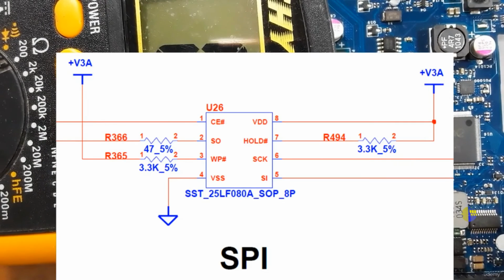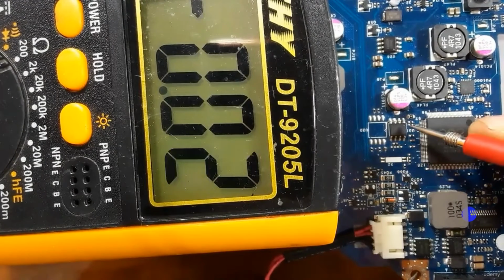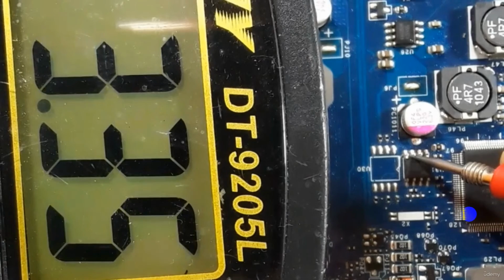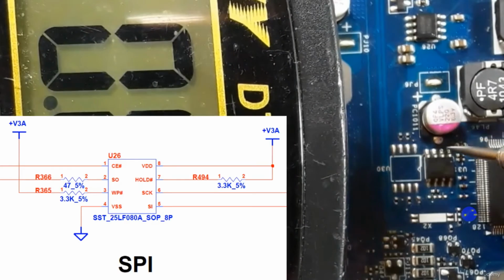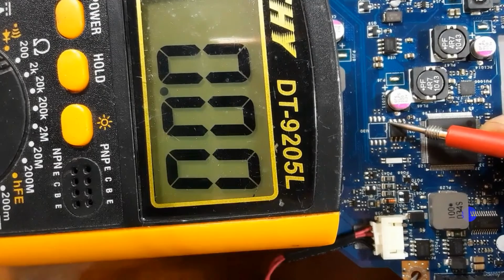As you can see in the schematic, in the pin number 3, write protect, we have 3 volts. So let's check pin number 3. 1, 2, 3, we should find 3 volt, as you can see. Pin number 4, we will find 0 volt because the pin number 4 is connected to the ground.